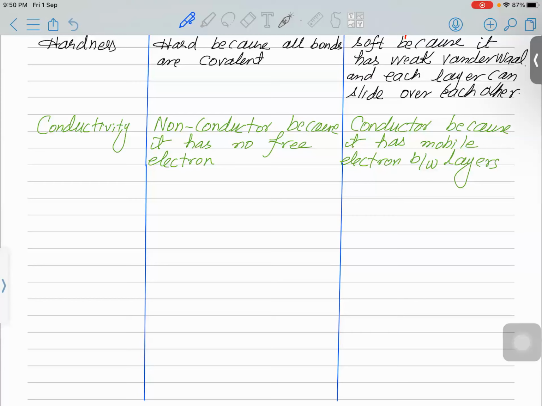Now, next heading is mobile electron. So, which one has mobile electron? Graphite, sir. And diamond has none. One electron.